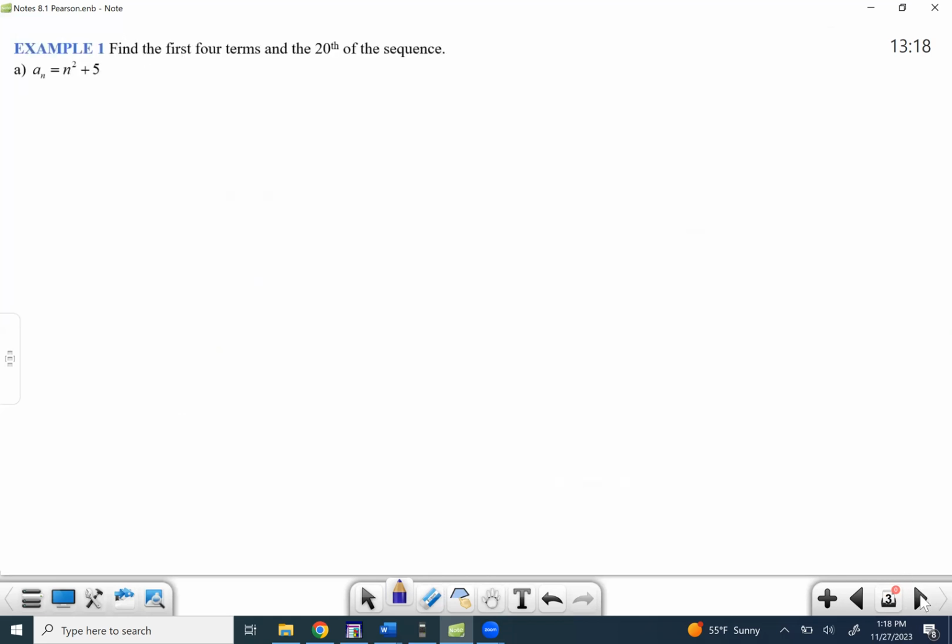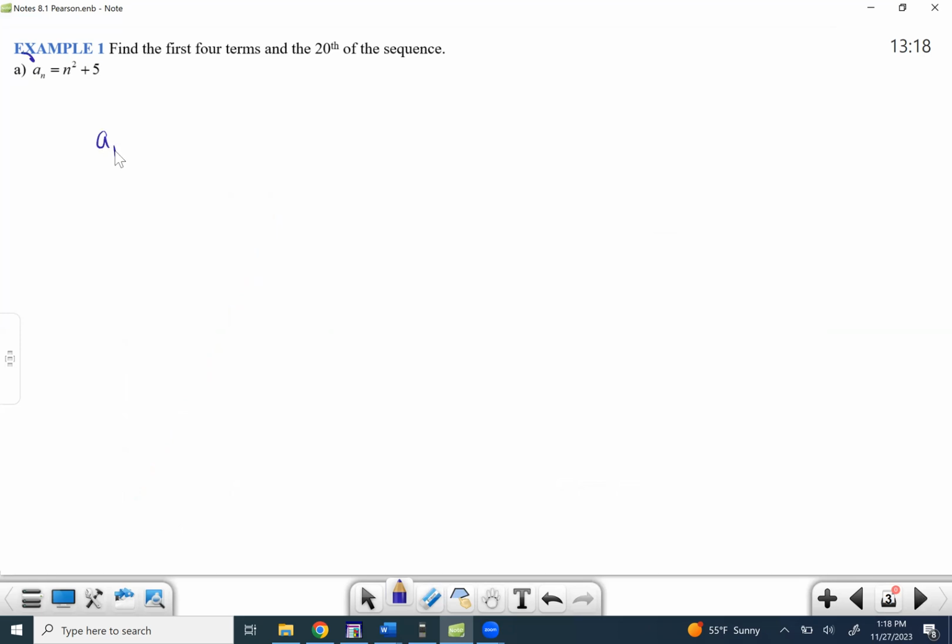All right. So let's go ahead and start off with what I think is a pretty simple section, hopefully. I hope you guys find it that way. There's no graphing. So I know a lot of students don't like graphing. It's more computational. Okay. So it says find the first 4 terms and the 20th term.